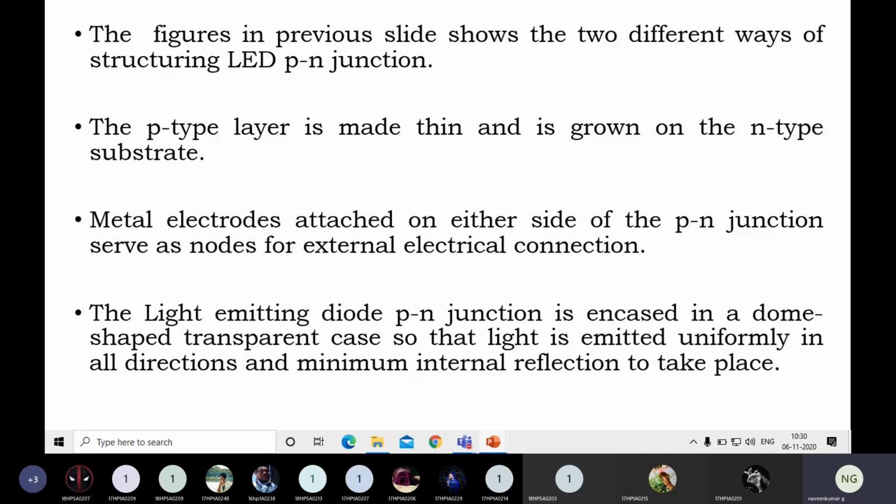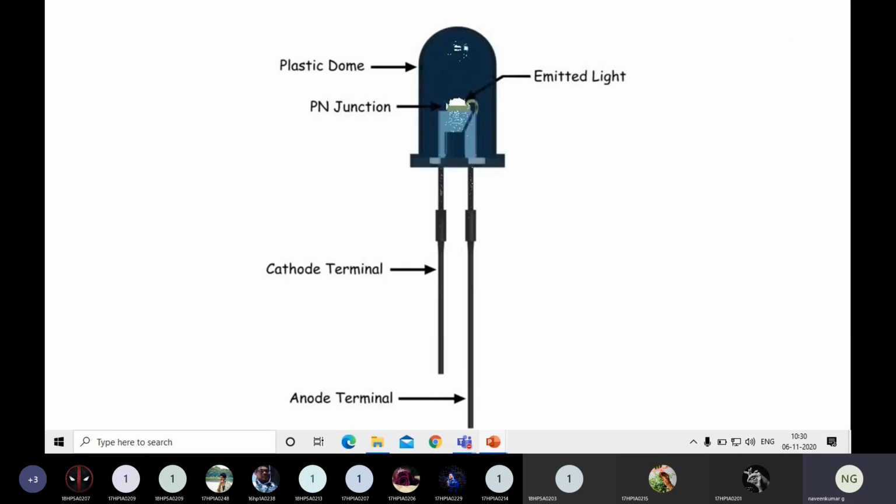The light emitting diode PN junction is encased in a dome shaped transparent case so that light is emitted uniformly in all directions and minimum internal reflection takes place. So this is how a diode, an LED is structured.